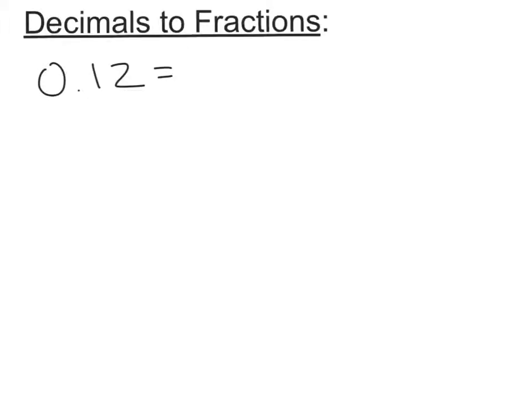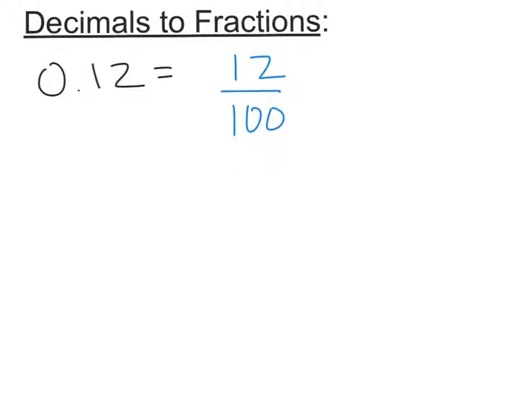For another example, we have 0.12, and we're converting it to a fraction. To read this decimal properly, the number is 12, and the last digit, the 2, is in the hundredths place. So this is 12 hundredths. The way you write that as a fraction would be 12 over 100. So there you go, that is a fraction.